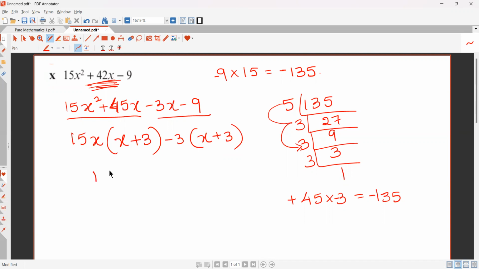Okay, so now this is going to be 15x minus 3. This is going to be x plus 3. Now Kankita, you had a doubt. Do you understand this?